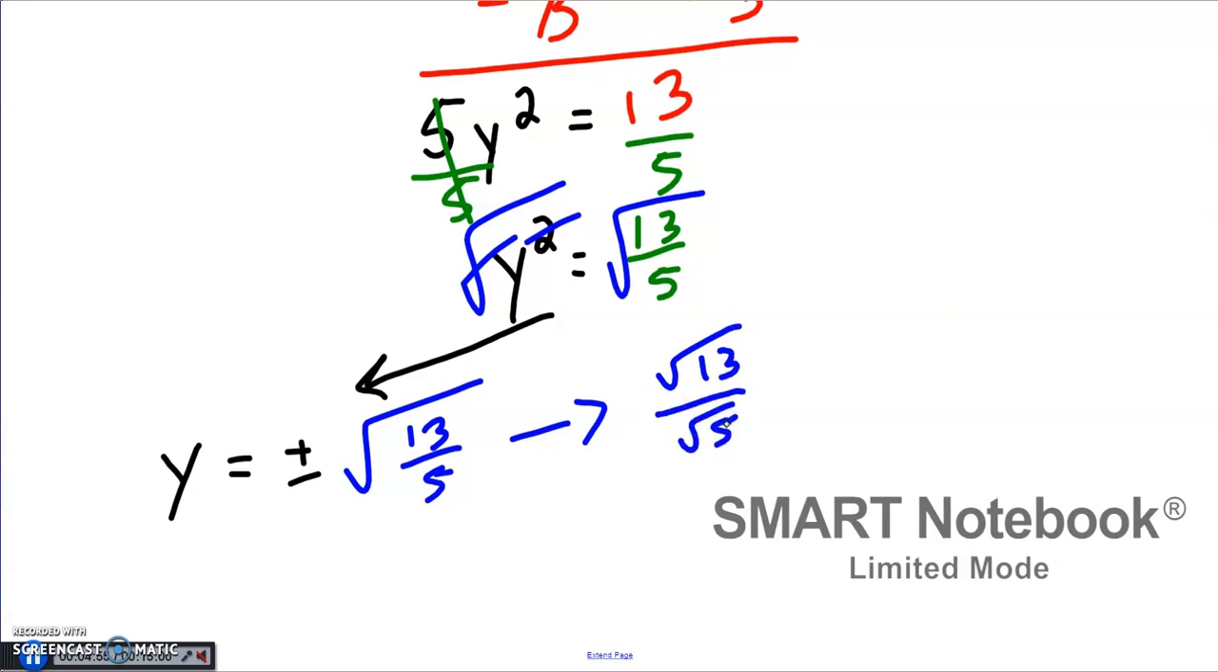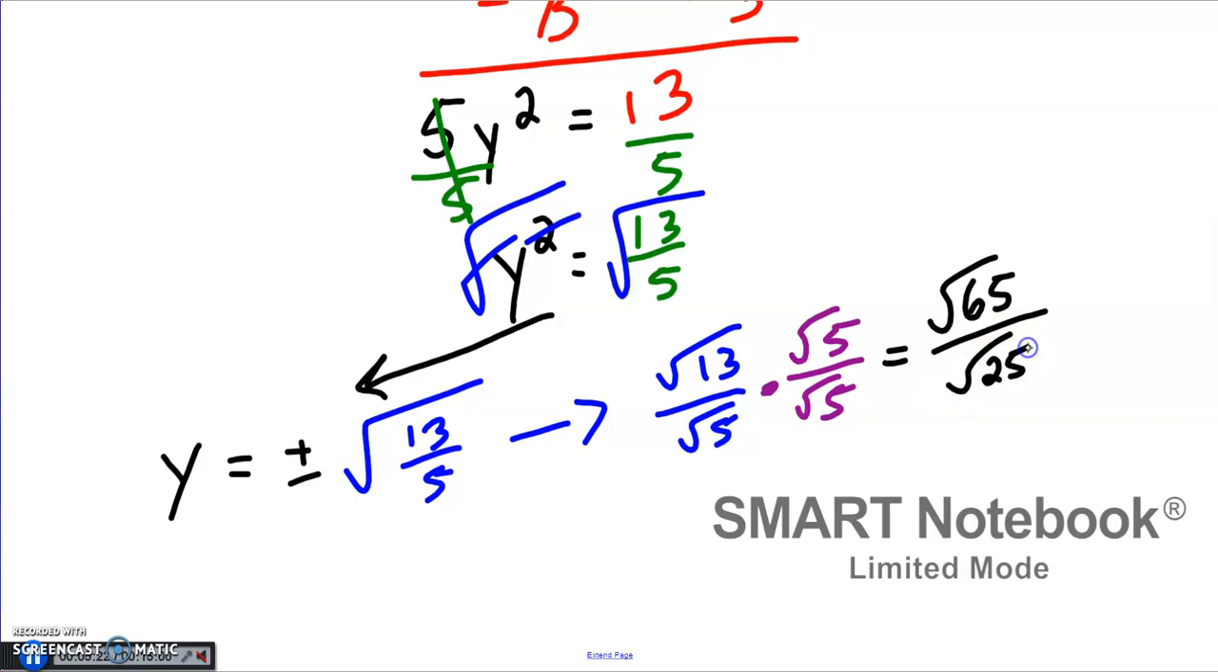I can't do 13 divided by 5, so I have to now multiply by root 5 over root 5. When I do that, I get 13 times 5, and what is that? It's 65, over now the square root of 25, but we know the square root of 25 is 5.